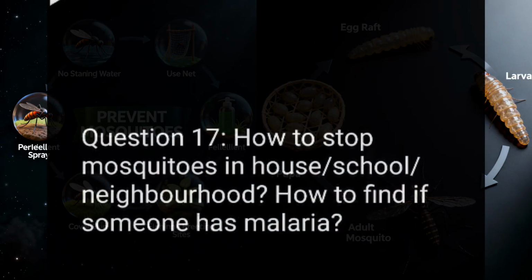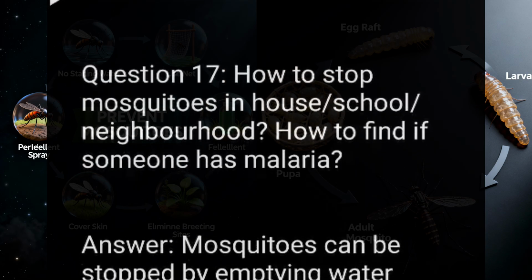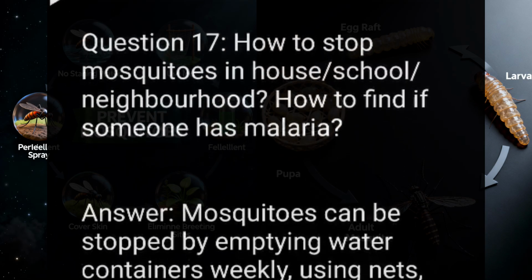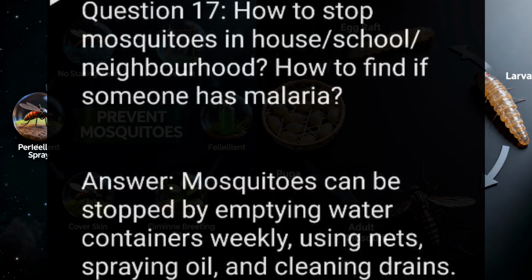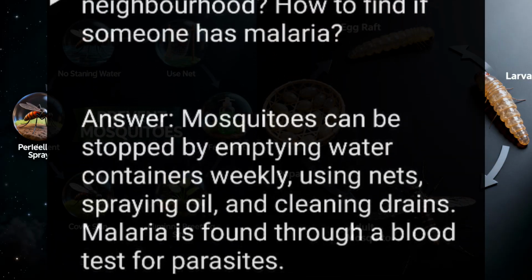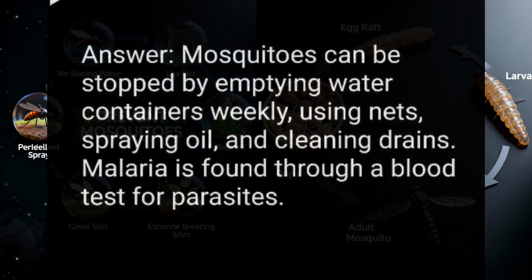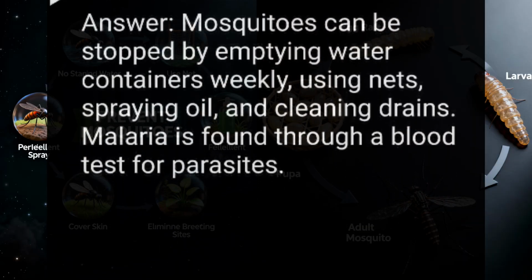Question 17. How to stop mosquitoes in house, school, neighborhood. How to find if someone has malaria. Answer. Mosquitoes can be stopped by emptying water containers weekly, using nets, spraying oil, and cleaning drains. Malaria is found through a blood test for parasites.